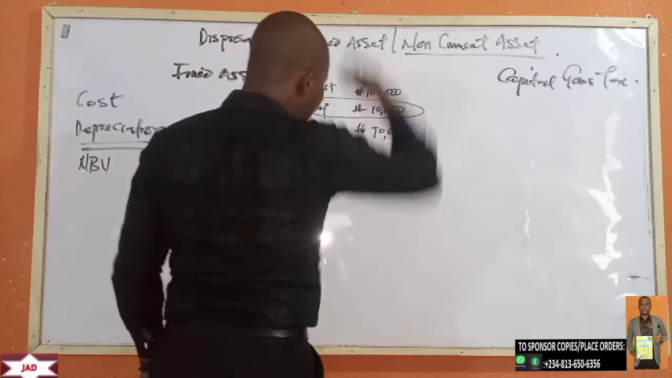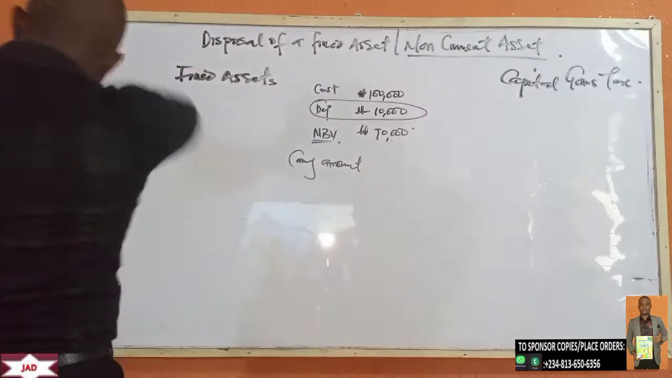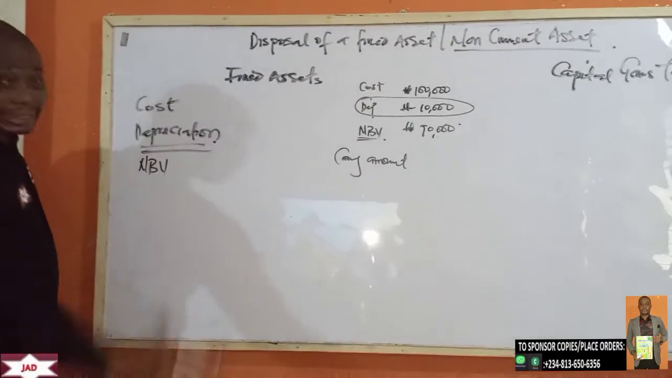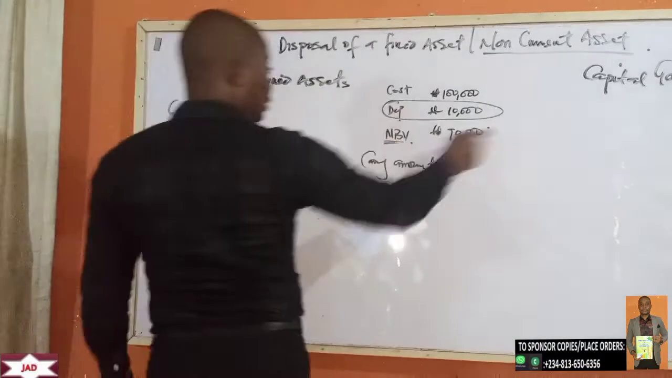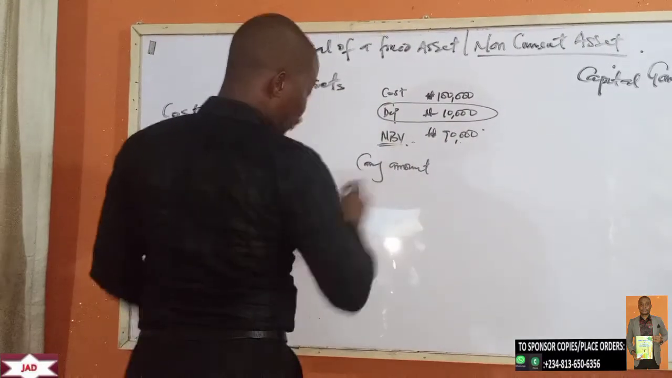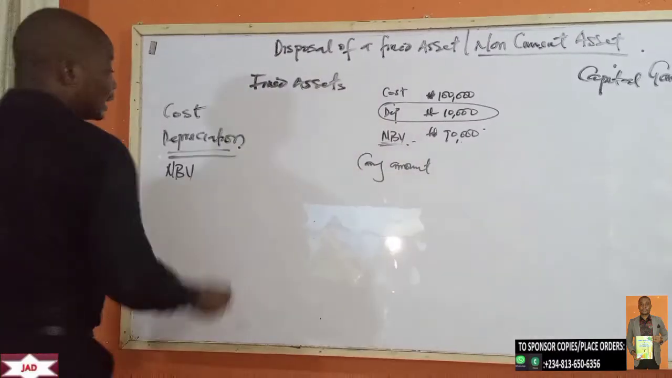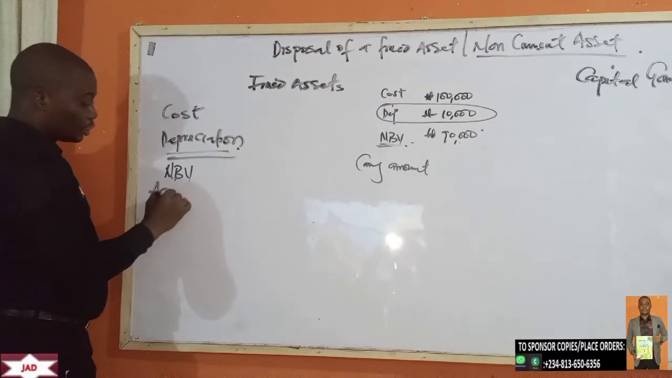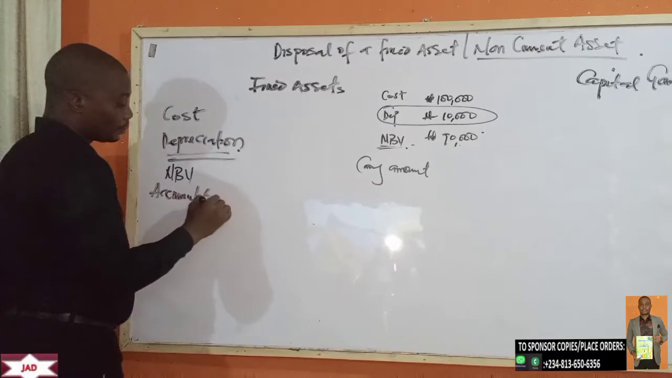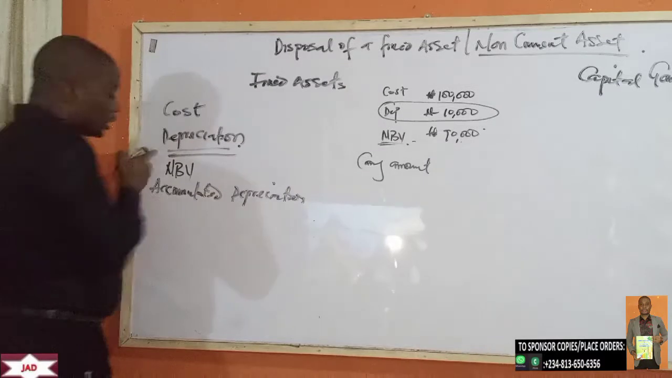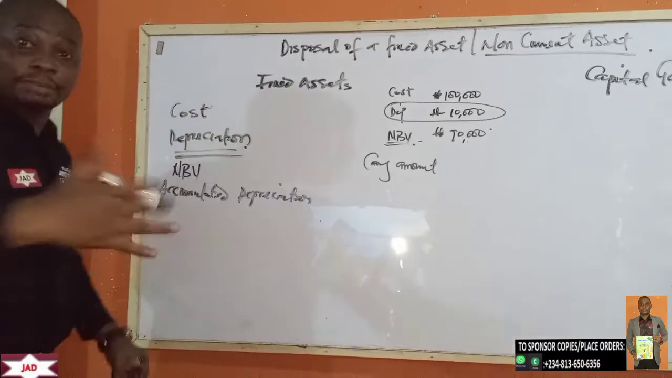Of course, carrying amount can be at an end point. So the amount that the vehicle or the asset is carrying after considering depreciation is what we call net book value, or you can call it carrying amount. Now you understand that there's something called accumulated depreciation. So you have to be able to differentiate between depreciation and accumulated depreciation.